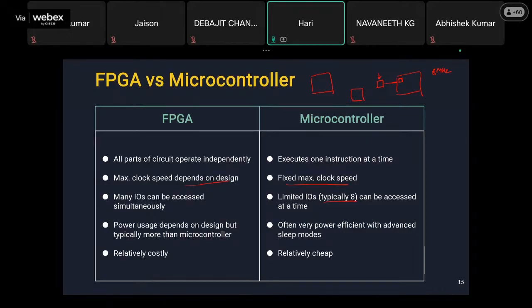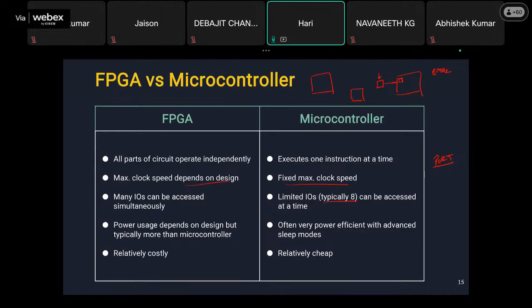So both of them have limited IOs, but how can you access an IO? In terms of my microcontroller, like the ATmega 2560, it has ports and you can access one port at a time, which can contain eight inputs or eight outputs, right? Like that. In an FPGA, you can access as many inputs as you want in parallel.